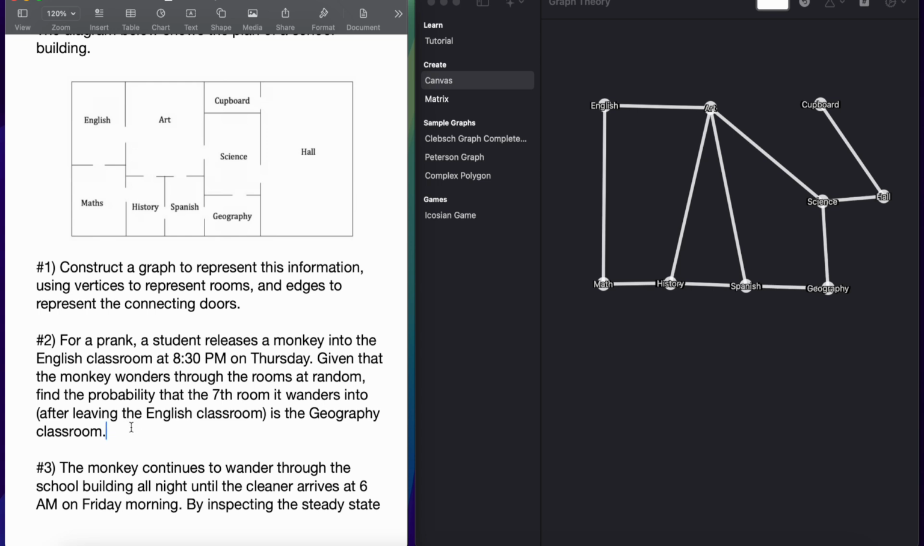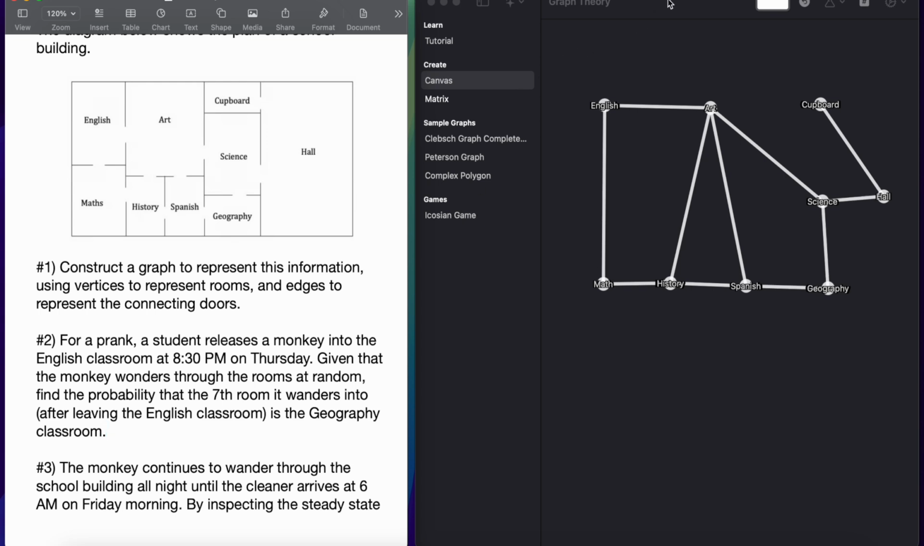So in this case, what we want to do is, from our graph, we want to assign weights which represent the probabilities of moving from one vertex to the other vertex. We're going to use those probabilities to construct a transition matrix for the graph. In this case, we want to know the probability that the monkey ends up in the geography classroom on the 7th move. So once we calculate the transition matrix, we're going to calculate the 7th power of the transition matrix, multiply it by our initial state matrix, and then we'll get the probability that the monkey ends in the geography room on the 7th move.